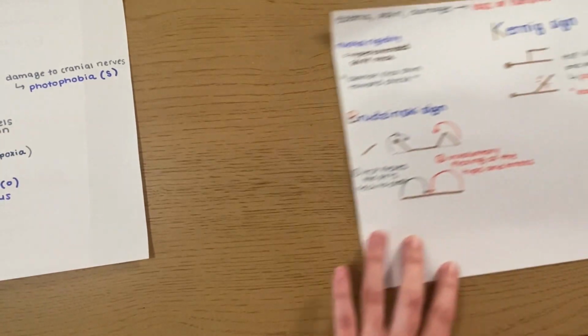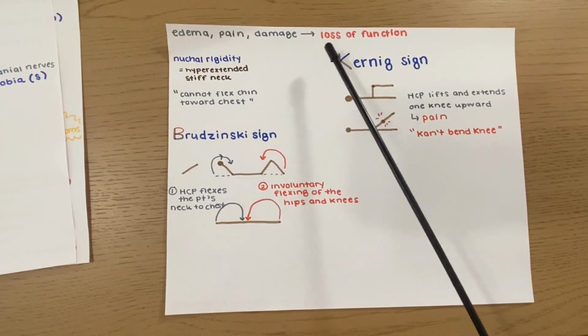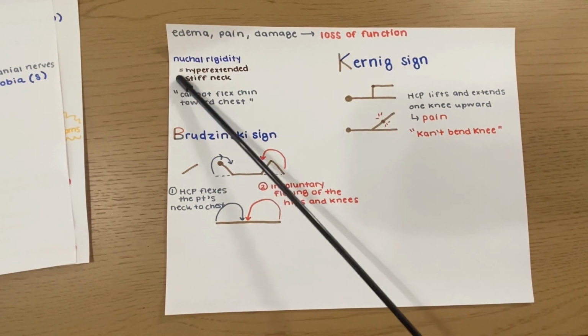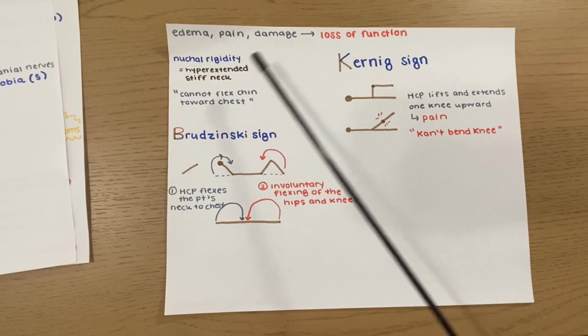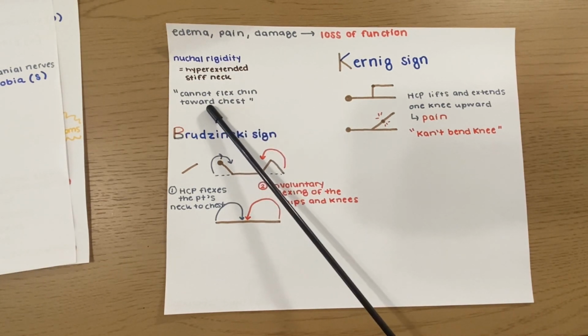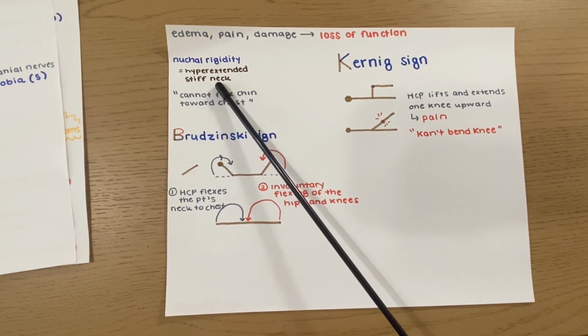Then the combination of the edema, pain, and damage can cause loss of function, and this can be seen with the nuchal rigidity, which the patient might report that they cannot flex their chin toward their chest because nuchal rigidity is a hyperextended stiff neck.